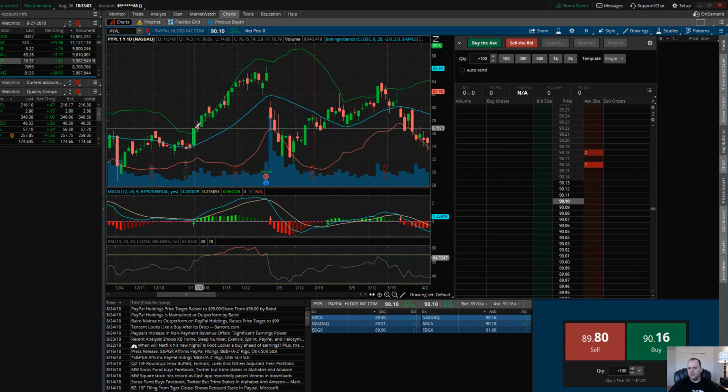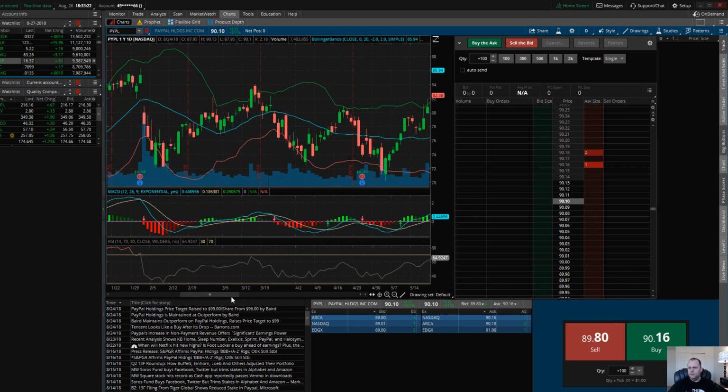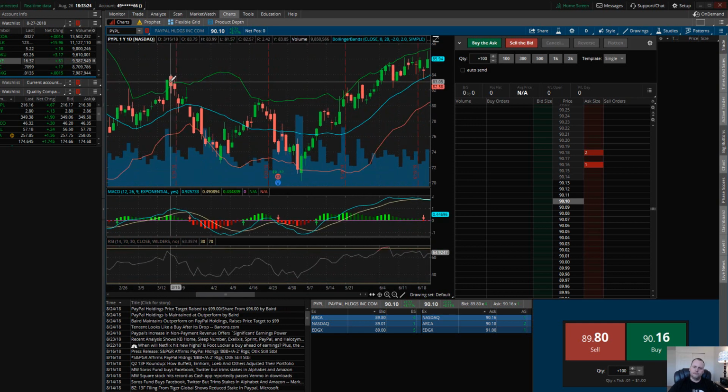So PayPal has a good run back here. I mean, it's the setup that I like. And over the next few days after this one, it has a decent run. And then it continues on up through here, and then it just tanks. Now, if you look at this setup, it is my setup.